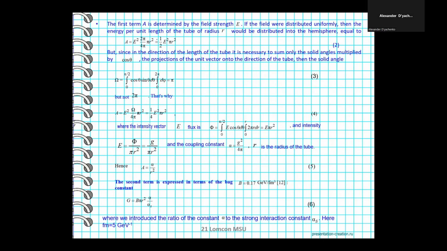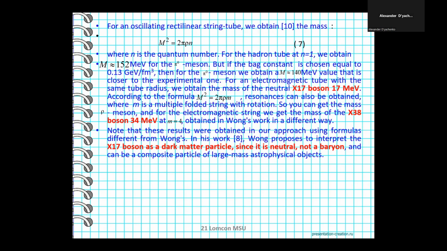The mass of X bosons can be obtained from a tube model with a combined QCD and QED model. The first term is determined by the field strength, and the second term is expressed in terms of the coupling constant. By this formula, the mass of the pi0 meson and the X17 boson and the X38 boson was obtained.